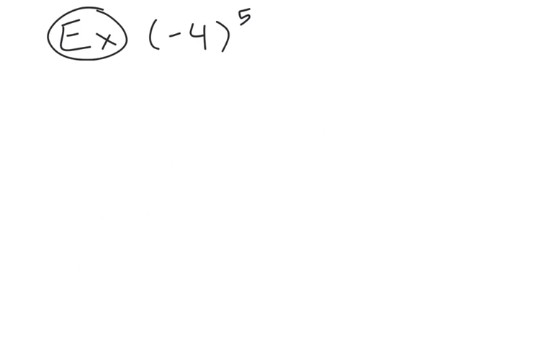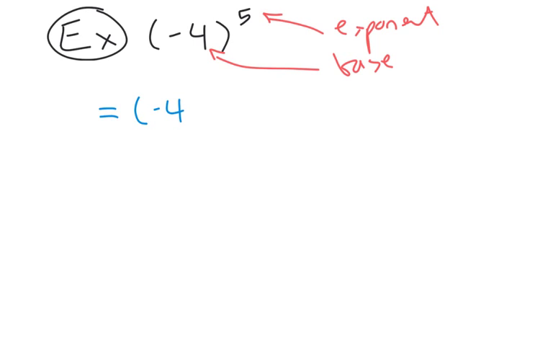In our final question, we have -4 to the power of 5. The -4 is the base, while the 5 is the exponent. Therefore, when we expand this, we have -4 being repeated a total of 5 times.